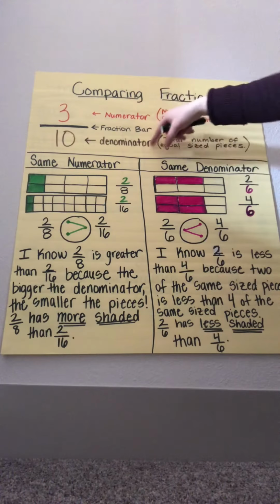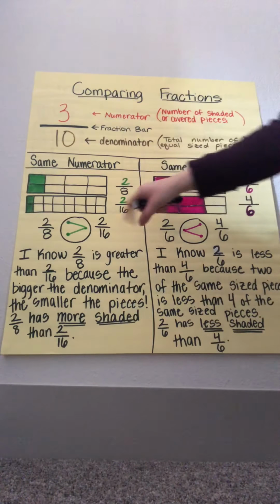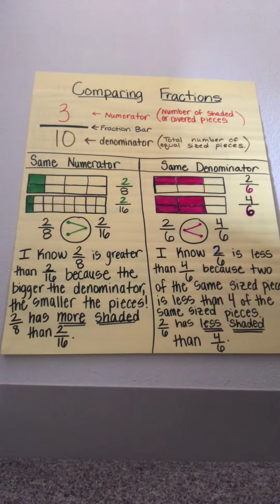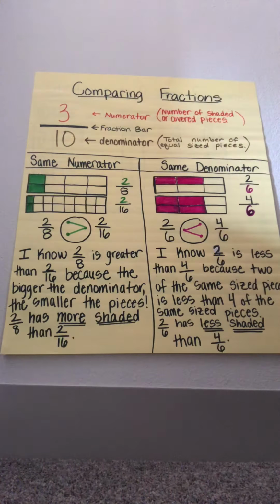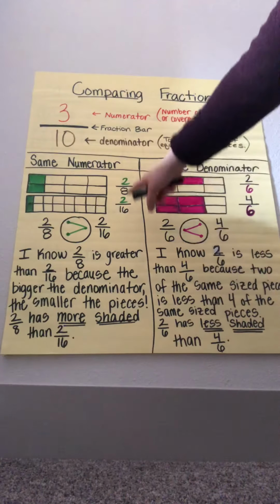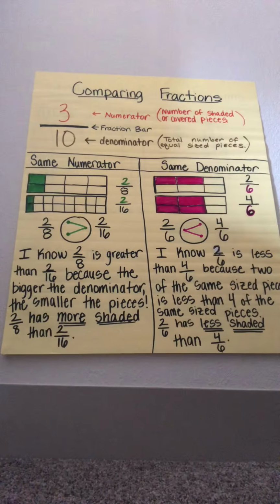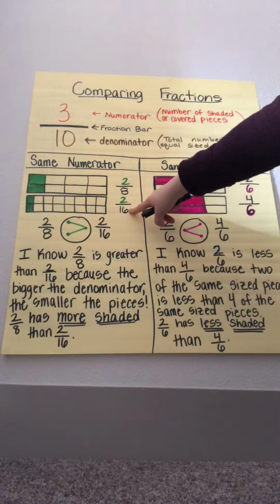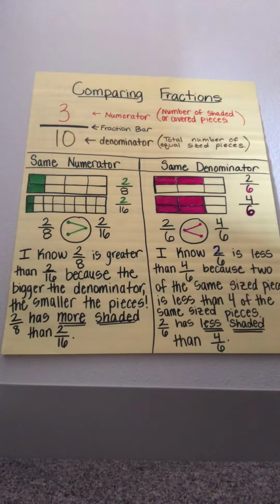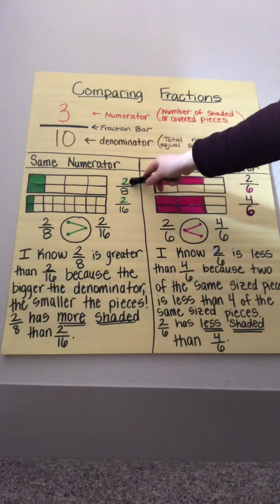So now that we have some vocabulary, let's move down to what do we do when we see two fractions we're comparing and they have the same numerator. Remember, numerator means the same top number. So let's look at these two. I've got two fraction bars. They're the same size units, so I know there's one of each. I know there's 2/8 and 2/16. Notice both of these have the same numerator of 2.